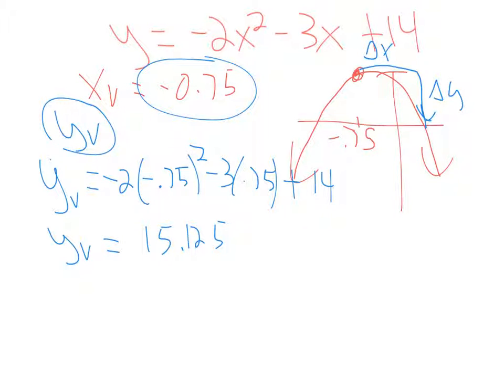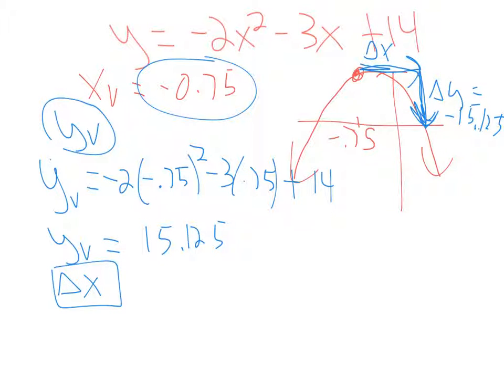So, now what's interesting about this is that delta y in this case is actually going to be negative. So I'm going to the right and I'm going down. So that's rise over run, the delta y is negative. So it's actually going to equal negative 15.125, because I'm moving down towards the x-intercept.